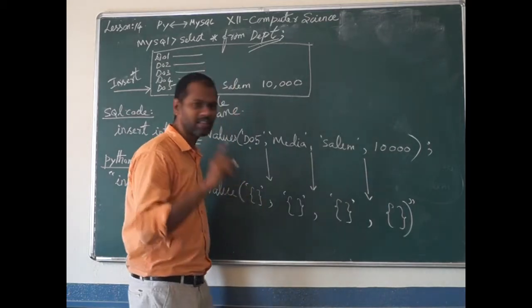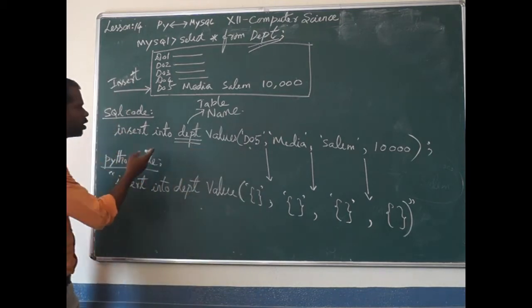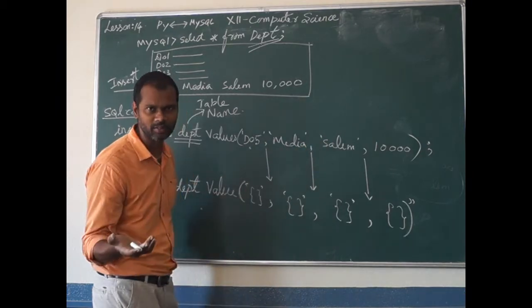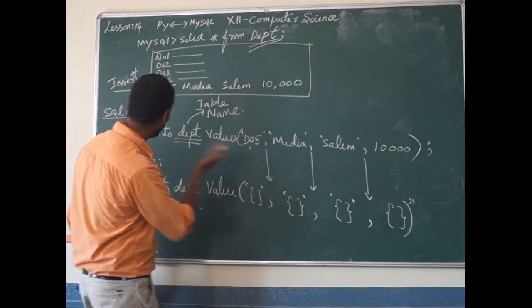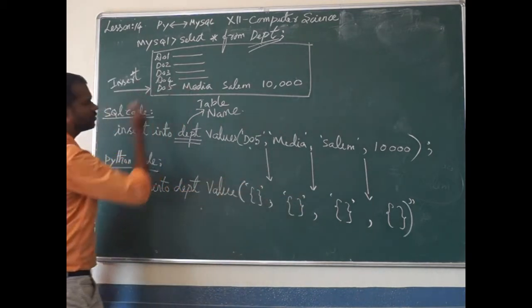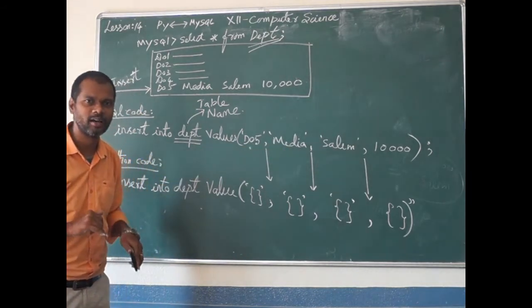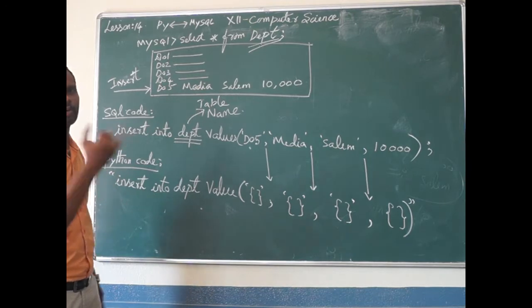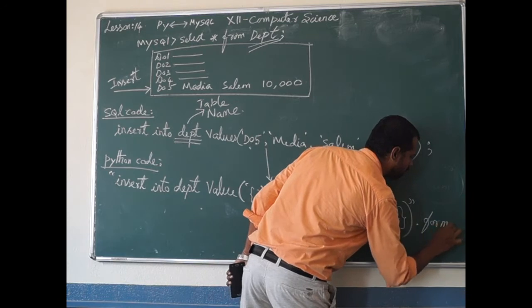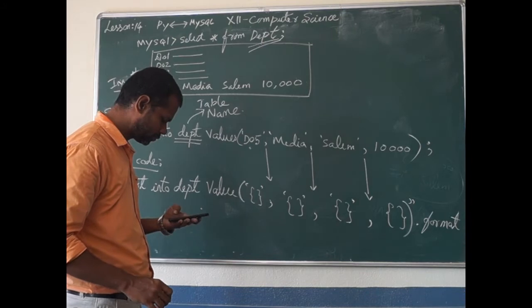Understand? Okay. But something is missing now. In the SQL code we are giving the values D05, media, Salem, 10,000 directly. But in Python code, the square bracket decides what value is going to be inserted. So here you have to give dot format. Okay, so after dot format, just a minute.